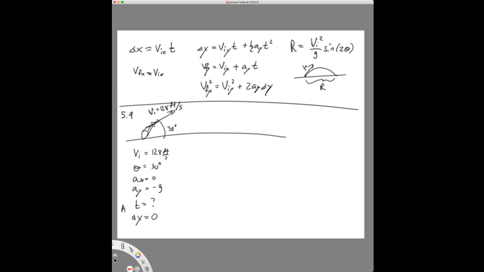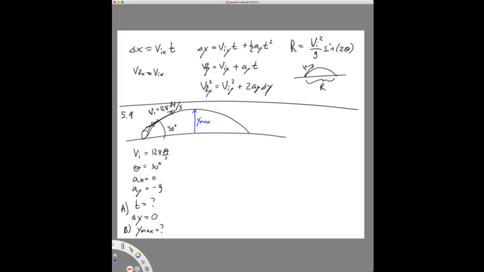So this is part A. And part B says, how high does it go? So I'm going to write this as y max equals question mark instead of delta y equals question mark, because delta y equals 0 for the whole flight, but they're asking a separate question, which is how high does it go later?